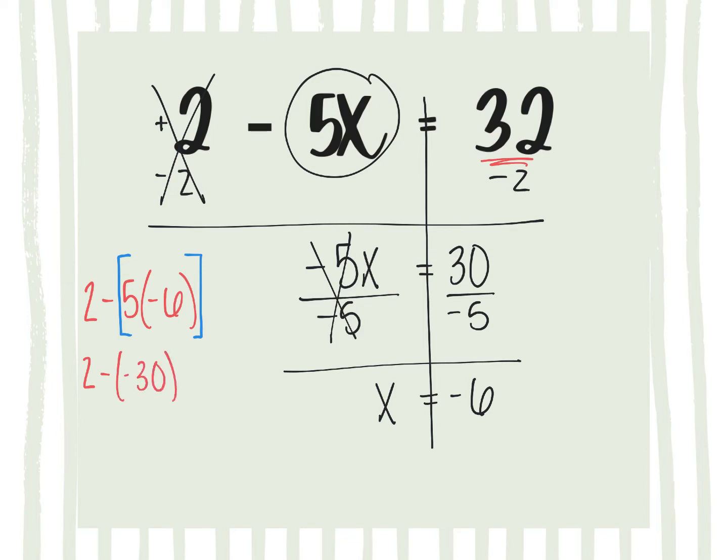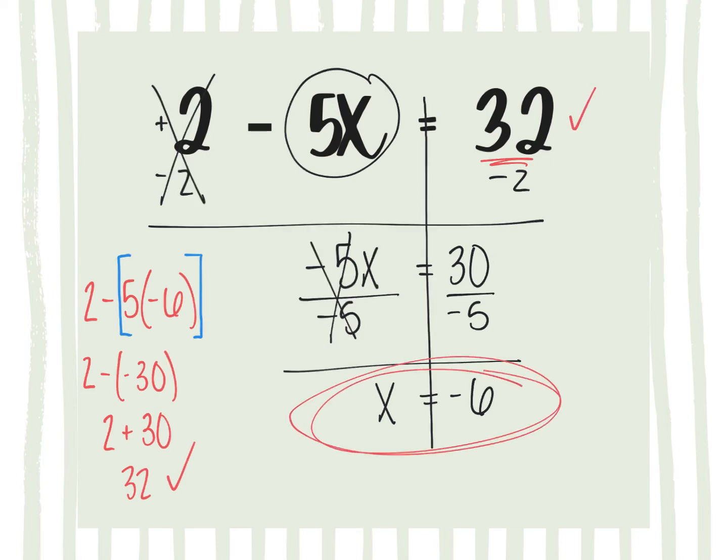And then when you do 2 minus negative 30, remember that that can be rewritten to plus 30, which gives you 32. And because that's the same as the answer up here, that means my answer of x equal to negative 6 is correct. Let's try another.